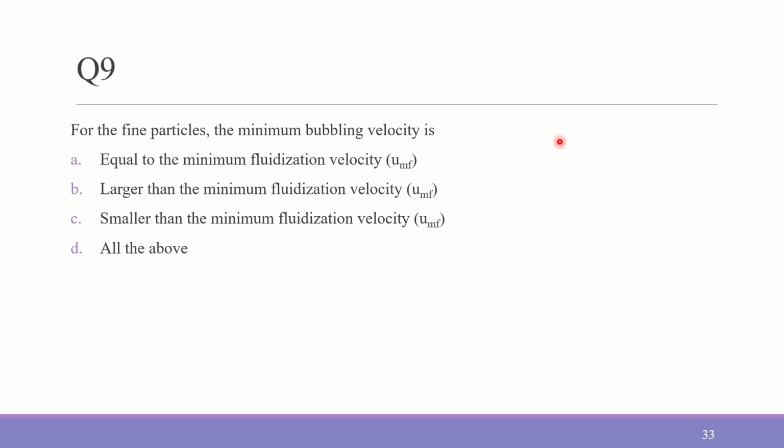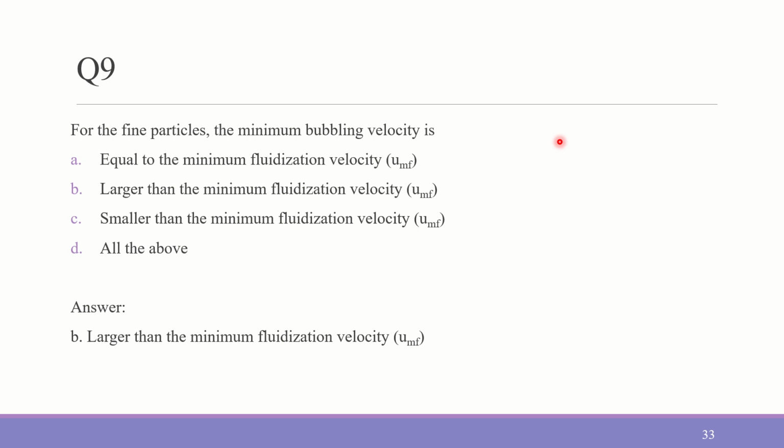Minimum bubbling velocity is the velocity at which bubbles start to form inside the bed. Depending on the particle size, the bubbling regime might coincide with the fluidizing regime or might occur at a later stage than the fluidizing condition. So for finer size particles, what is the relation between minimum bubbling velocity and minimum fluidization velocity? It is larger than minimum fluidization velocity. Option B is the right answer.